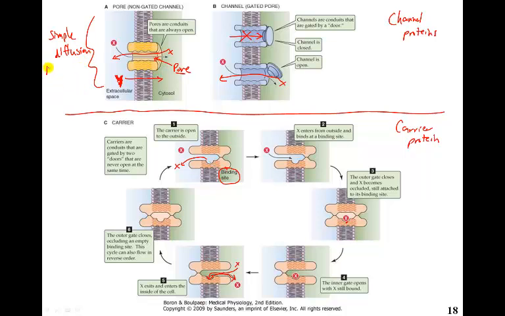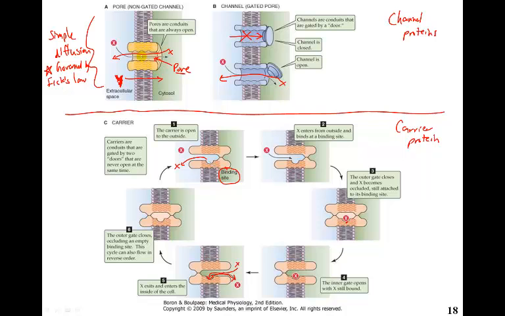And the key is that a process like this, where things are just passing through a permeable membrane, simple diffusion, is governed by Fick's law. So Fick's law applies to these processes here, the passive flow of material across a membrane, again, whether or not a protein is involved.